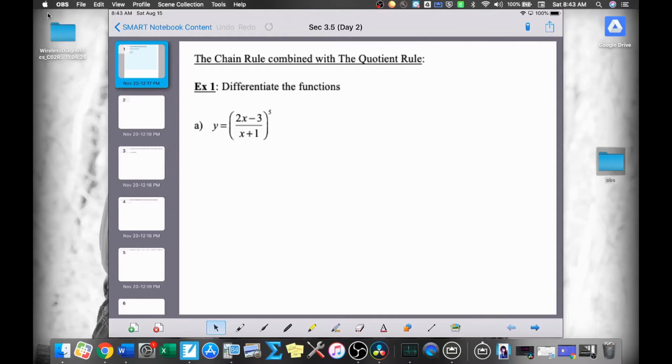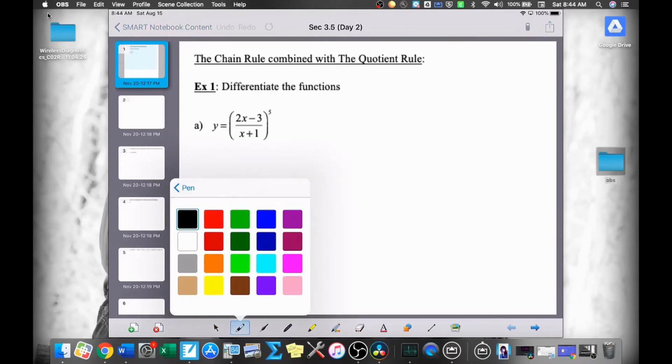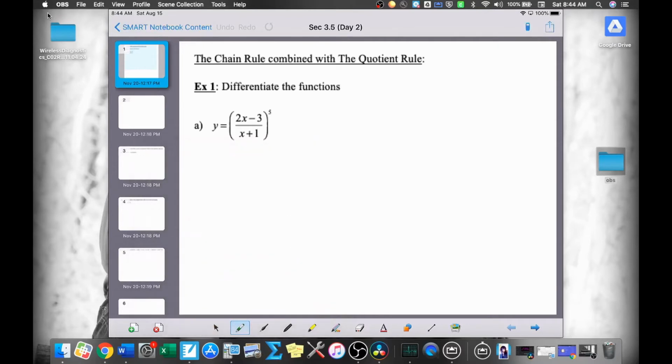So in example 1, letter A, our function is a quotient raised to a power. If we begin the same way that we began yesterday, let's identify our inner function and our outer function. For this particular problem, our outer function is going to be y equals something raised to the 5th power, and our inner function is going to be our quotient. So u is going to be equal to 2x minus 3 divided by x plus 1.